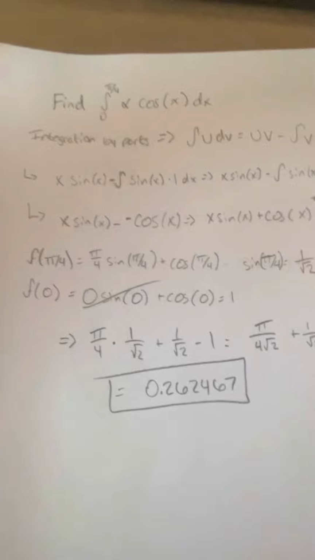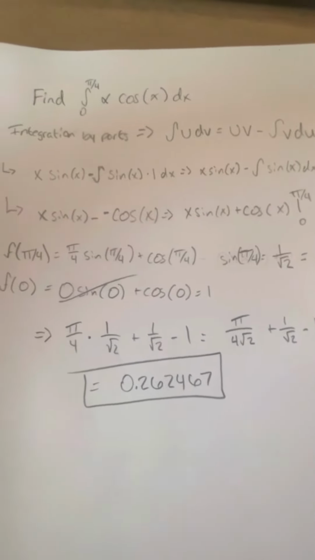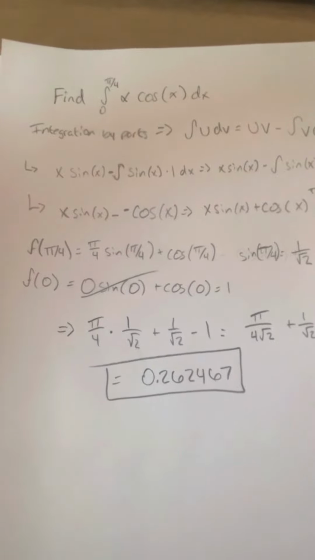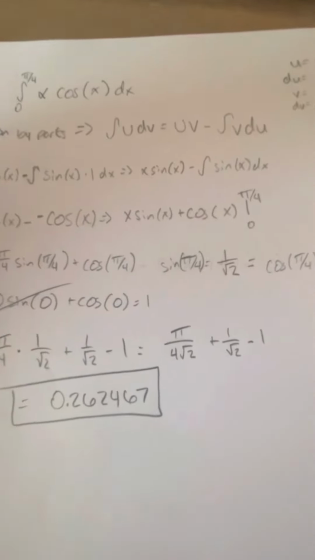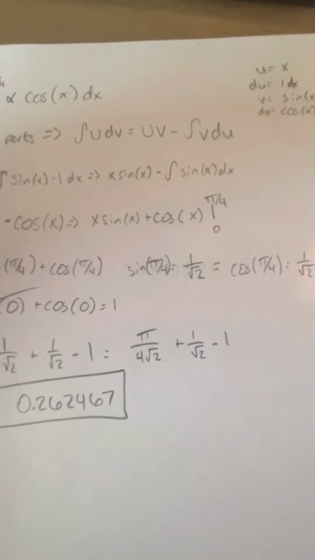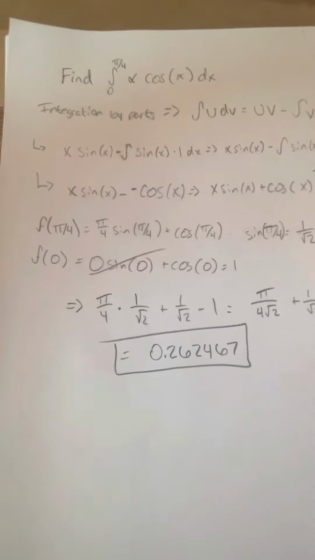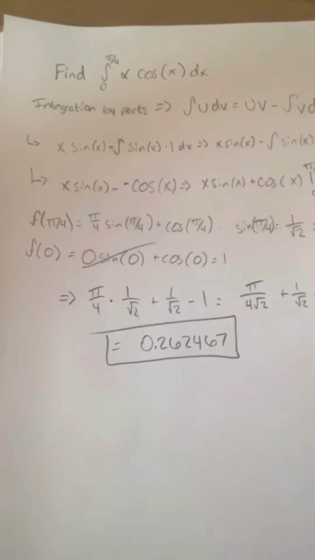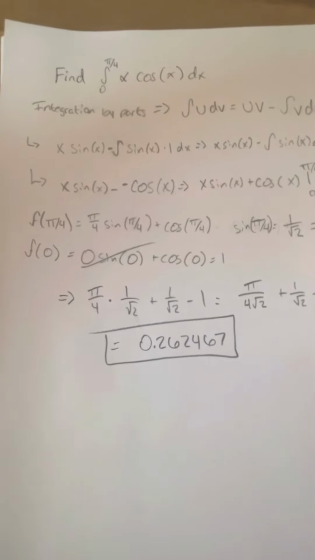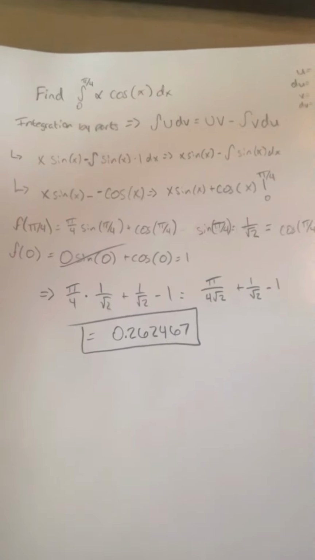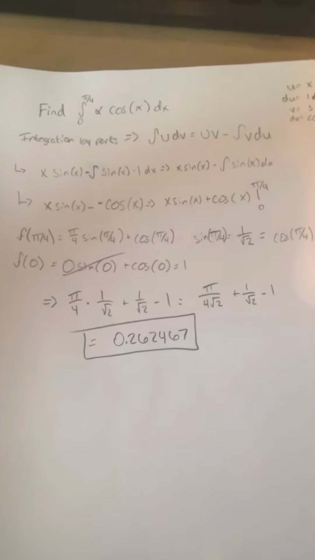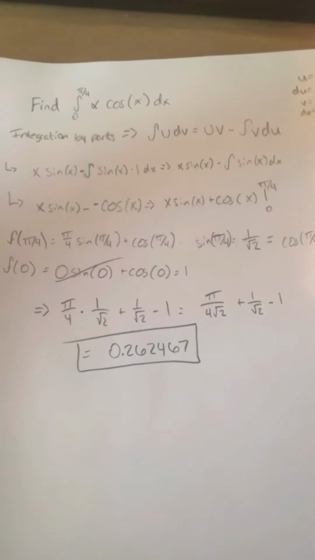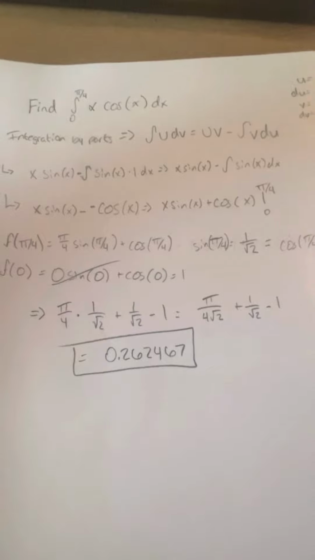So after plugging in our u and v, we end up with x sine of x minus the integral of sine of x times 1 dx, which is actually the same as x sine x minus the integral of sine x dx. And with some further simplifying, we have x sine of x minus negative cosine of x, which is the integral of sine x, which is equal to x sine of x plus cosine of x, and we're going to evaluate that from 0 to pi quarters.